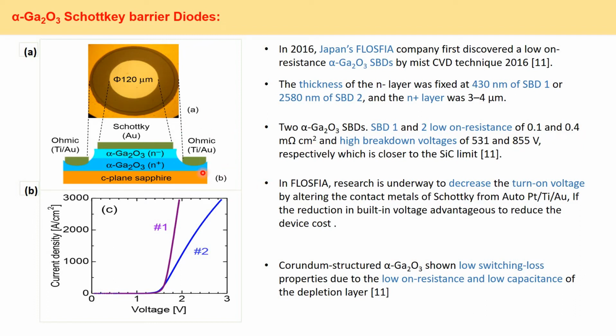So this result is considered an excellent result, and it performs very well. For this company, there is ongoing research, and they are trying to decrease the turn-on voltage by developing the contact metals and trying to reduce the built-in potential. Finally, it will positively impact device cost. It will reduce the device cost.